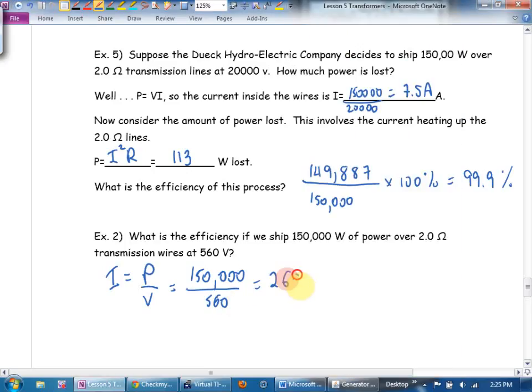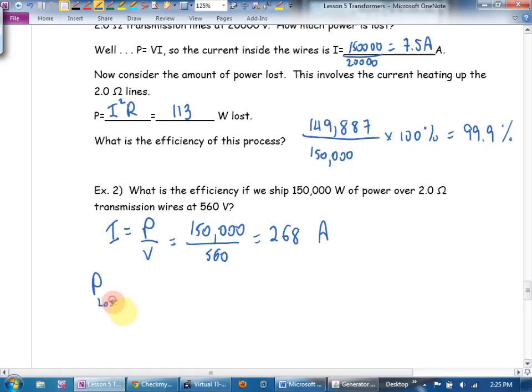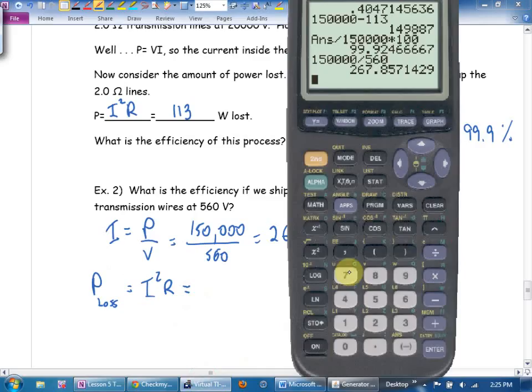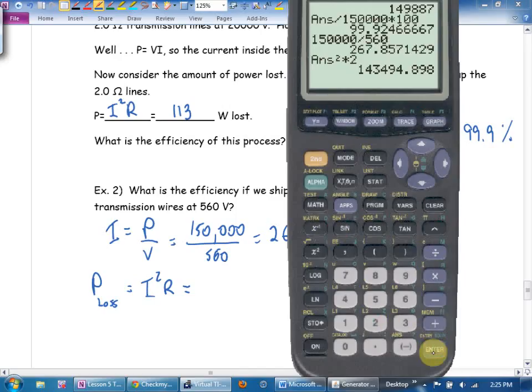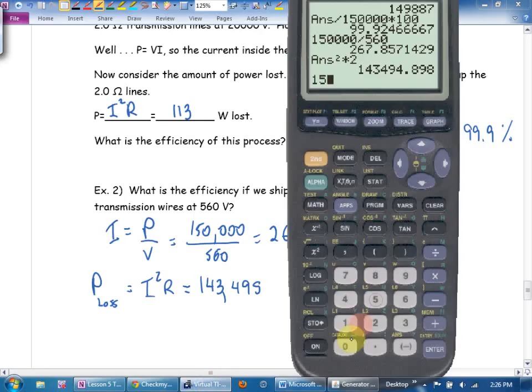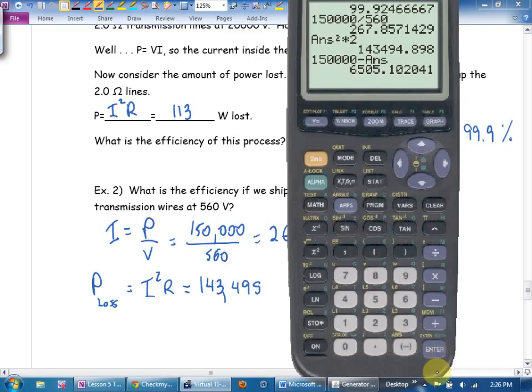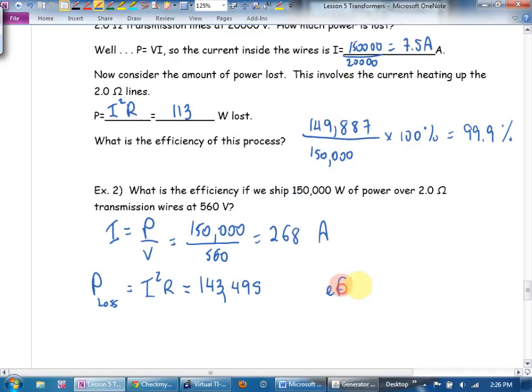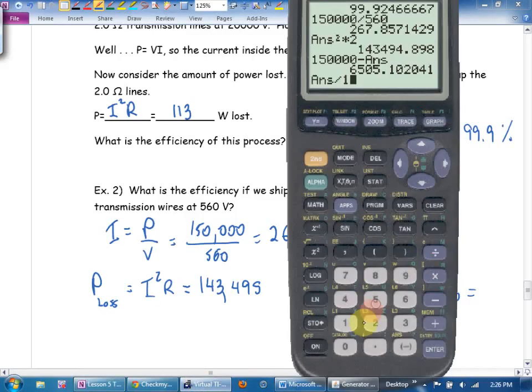How much power would I lose? Well, power loss is I squared R. So I'll take this number right here, square it, times what was the resistance of the lines? 2 ohms? I would lose 143,495. Wow. How much would be left over? Well, 150,000 minus what I lost. I'd have 6,505. The efficiency would be 6,505 watts left over, starting with 150,000 watts. Uh, 4.3% efficient. Dylan, I'd get fired.